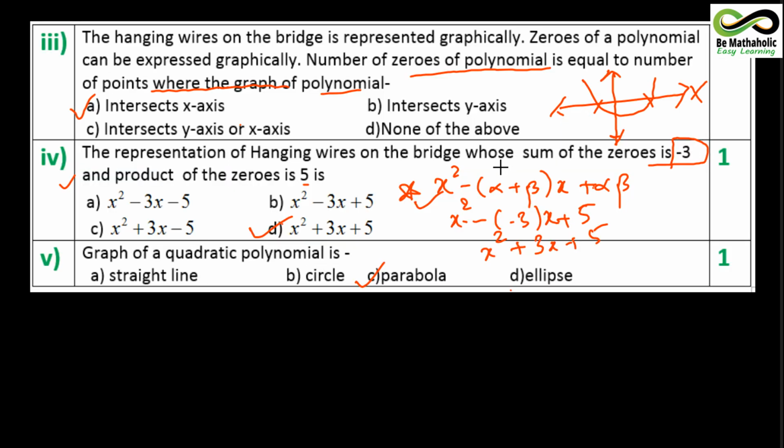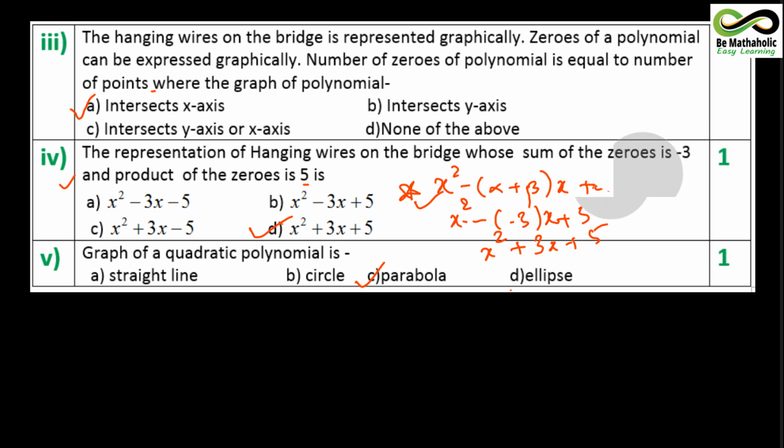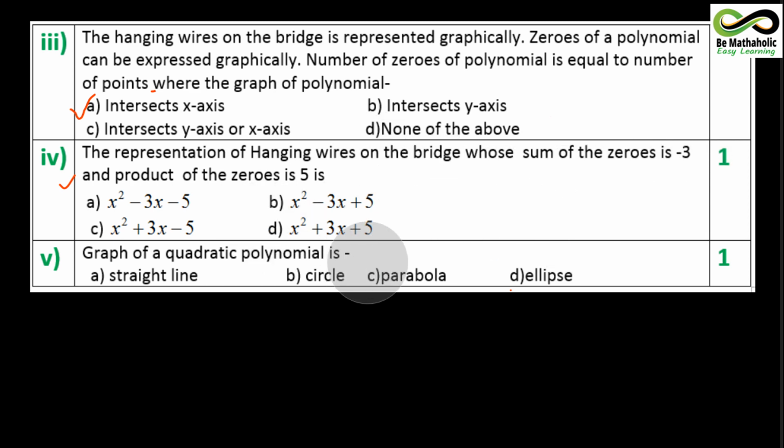Next, let's see what all things have been given here. So here we have something which is being shown. In fact, I have highlighted it to show you again. Please see to it that the third question here says the hanging wires on the bridge are represented graphically. Zeros of the polynomial can be expressed graphically. The number of zeros of the polynomial is equal to the number of points where the graph of the polynomial intersects the x-axis.